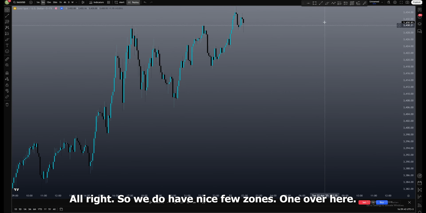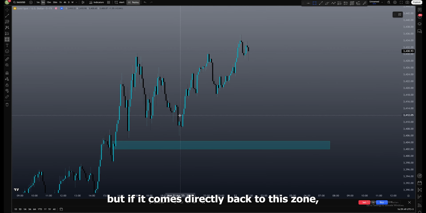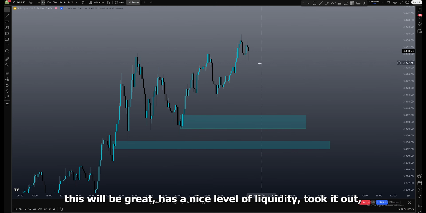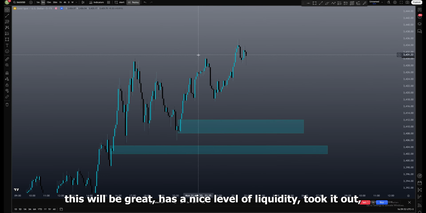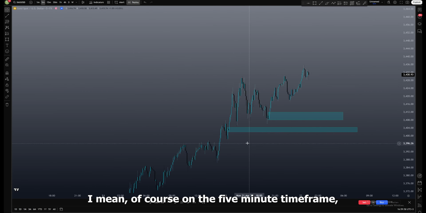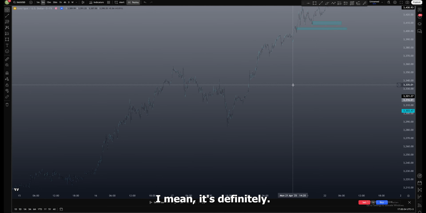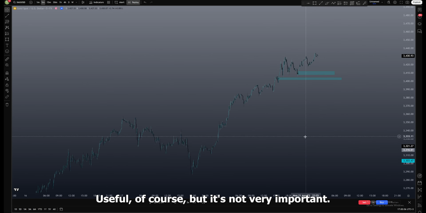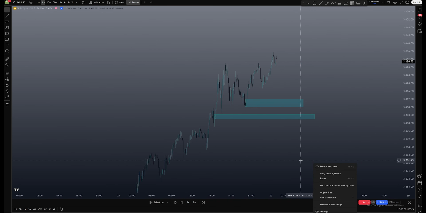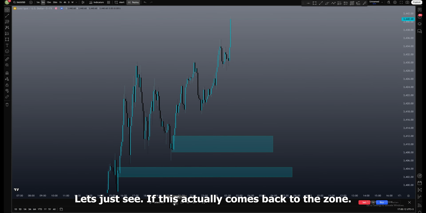All right, so we do have a few nice zones, one over here. It is getting a little older, but if it comes directly back to this zone, this will be great. Has a nice level of liquidity. Took it out, also took out these highs as well. Of course, on the 5 minute time frame, the trend doesn't really matter. It's definitely useful, but it's not very important. So I'm not going to worry about trend right now. Let's just see if this actually comes back to the zone.